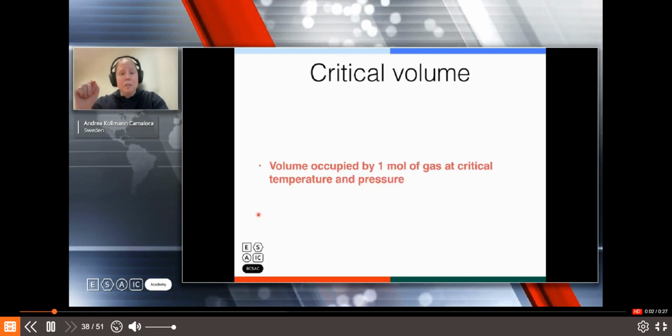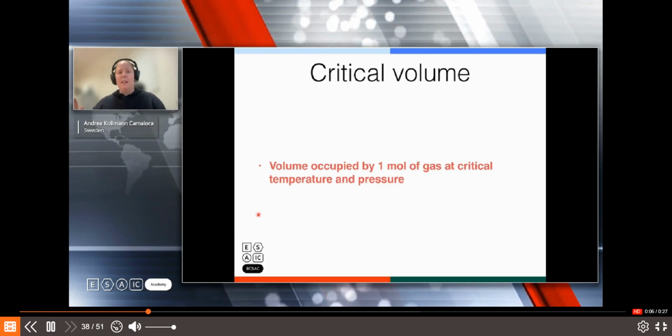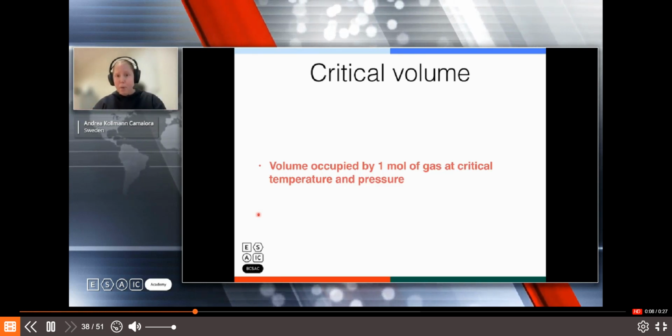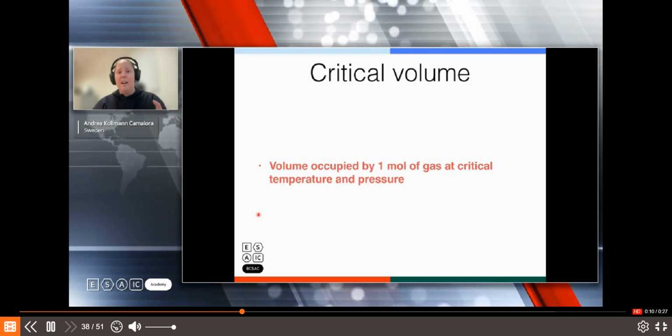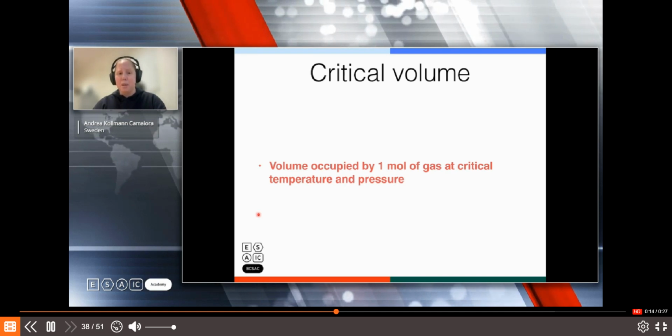And then we have something called the critical volume. The critical volume is the volume occupied by 1 mole of gas at the critical temperature and the critical pressure.